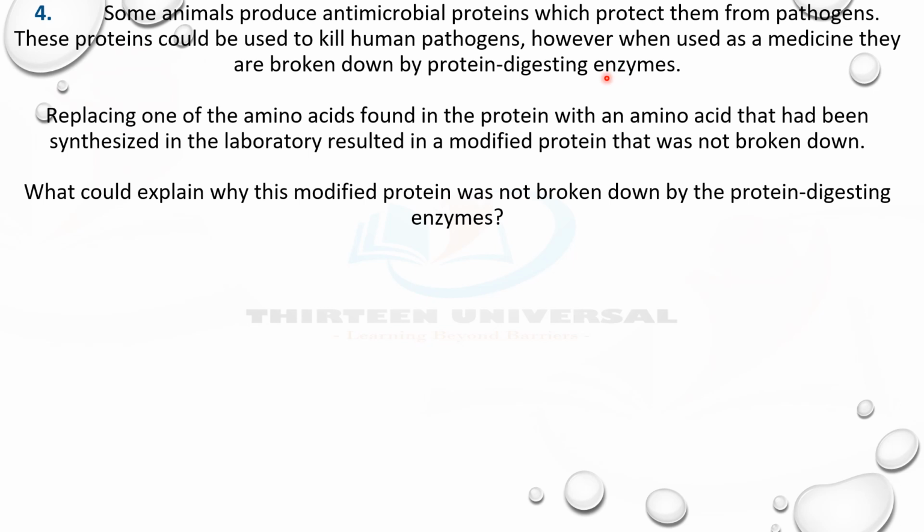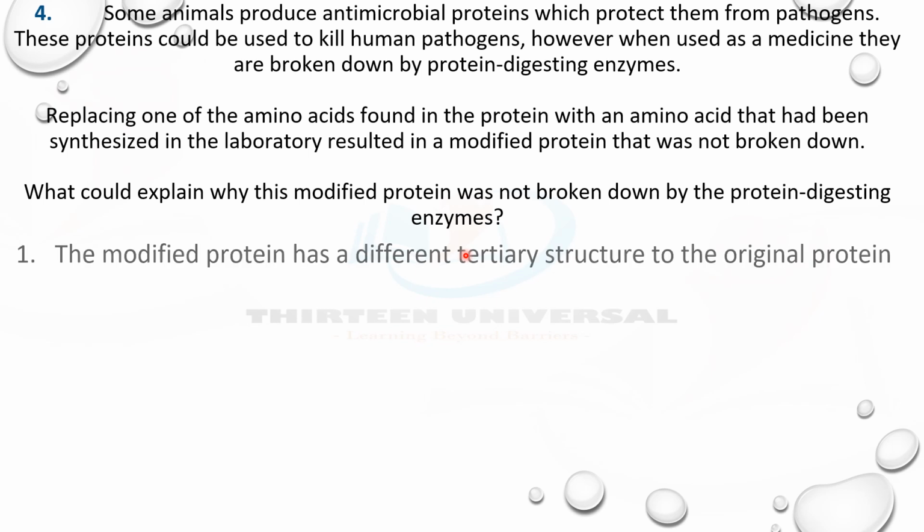Yes, our protein digestive enzymes will break them down because they are also proteins, like the pepsin in our stomach, or trypsin in the duodenum, or erepsin in the small intestine. All those protease enzymes could digest them. They now said replacing one of the amino acids found in the protein with an amino acid that had been synthesized in the laboratory resulted in a modified protein that was not broken down. So this protein could not be broken down. The enzymes could not break the protein down. Okay, so they ask what could explain why this modified protein was not broken down by the protein digestive enzymes. Okay, let's see how it happens.